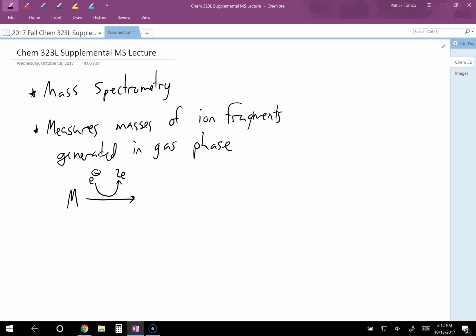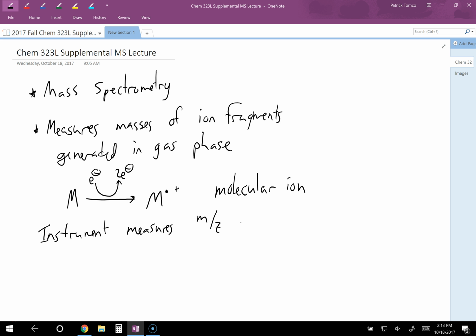This is called an electron multiplier. What it does is shine a beam of electrons across and it specifically knocks one electron off of the compound with a given mass. What it turns into is called the molecular ion. And the instrument is capable of measuring the mass to charge ratio. So it's this index here, m over z.